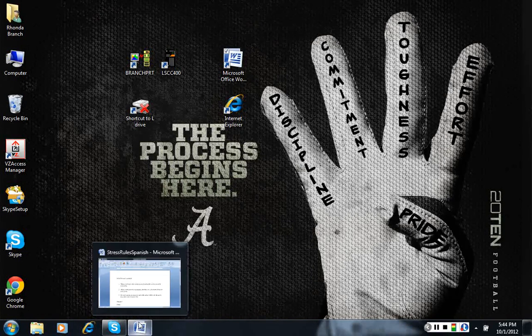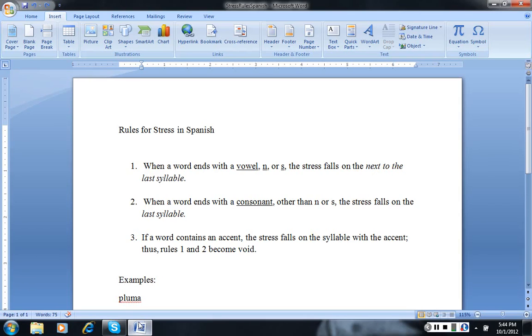I just wanted to give a small integrity session on rules for stress in Spanish. We've talked about how consonants and vowels sound, but we haven't really covered where to put the stress on a word. Okay, basically these are the three simple rules. If we abide by these rules, we can get it right every time.